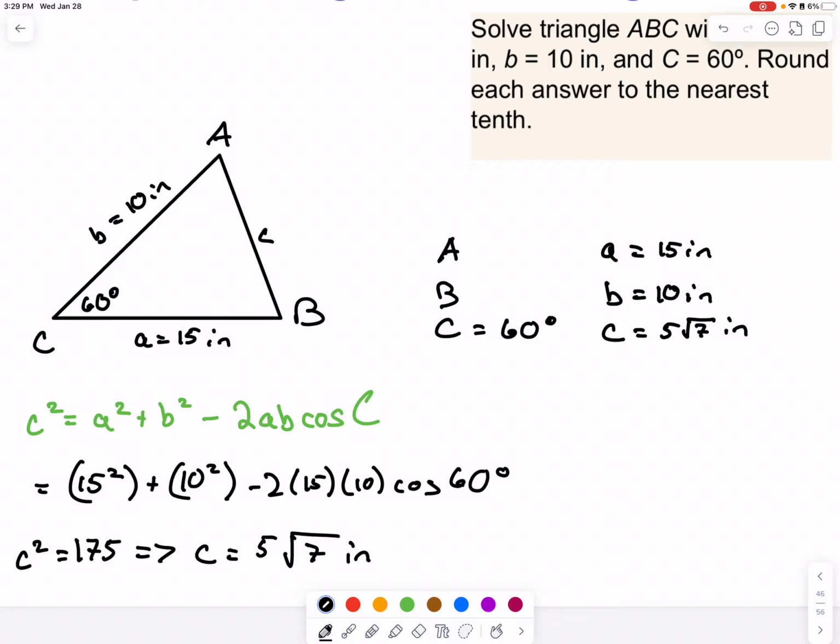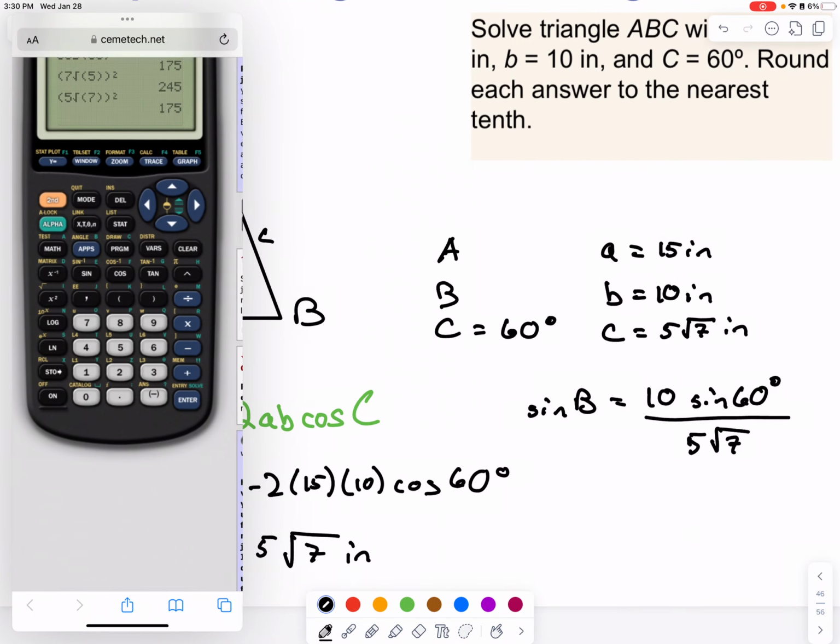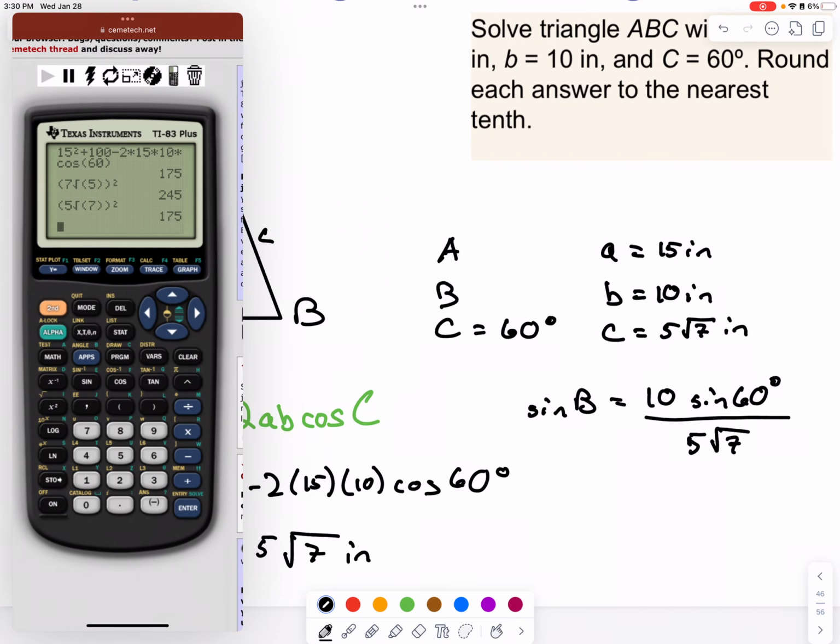Then I think we can use the law of sines at this point. We can do the sine of B over B equals the sine of C over C. So then we can say the sine of B is going to be 10 times the sine of 60 over this 5 times the square root of 7, okay? And then we need to do the arc sine. Our answer should be between 0 and 90, essentially based on context. Okay, let's see.